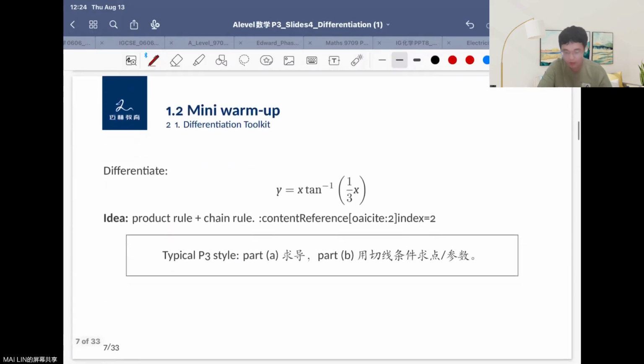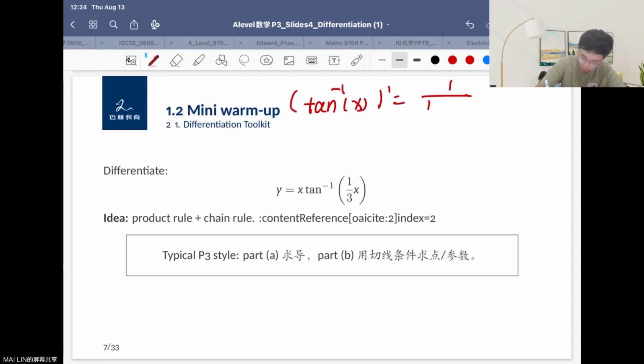And also we have a very small warm-up problem, okay? So for this problem, finding the differentiation of y equals x times tan inverse of 1 over 3x, you first have to remember the differentiation of the tan inverse function, that is 1 over 1 plus x squared, okay? So you can first consider x as u and tan inverse of 1/3 x as v, okay? So just let these be u and v.